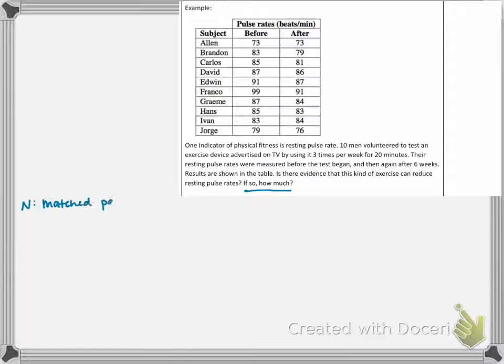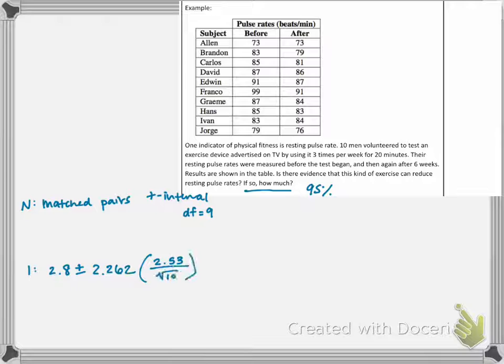And so we're going to make a confidence interval, a matched pairs t interval, with degrees of freedom 9. Again, you start your interval with that x bar in the middle, 2.8, plus or minus. I need to find a t-score, and let's go ahead and use 95% confidence, because that's what we tend to do if we're not given a value.